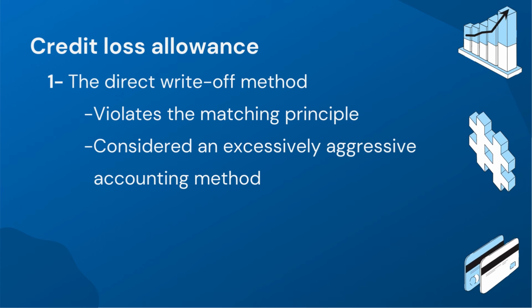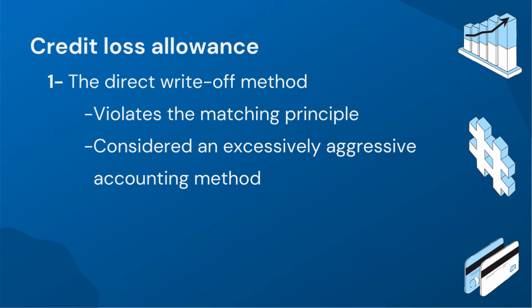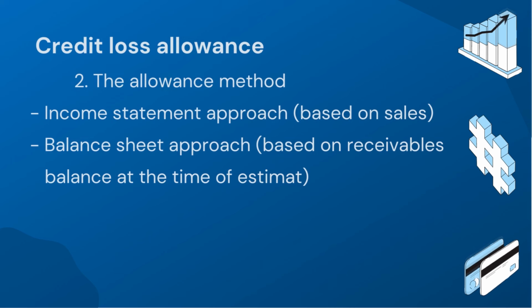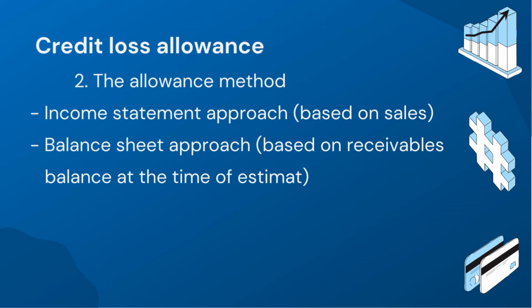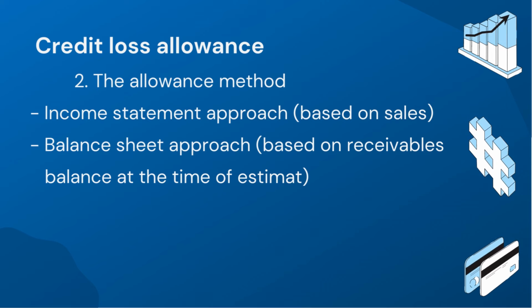The direct write-off method, which expenses bad debts only when they are determined to be uncollectible, is not acceptable under GAAP. The allowance method, however, uses two approaches to calculate the allowance for credit loss: the income statement approach and the balance sheet approach. Under the income statement approach, the entity estimates the periodic credit loss expense as a percentage of sales on credit. This allows for a matching of credit loss expense with related revenue.